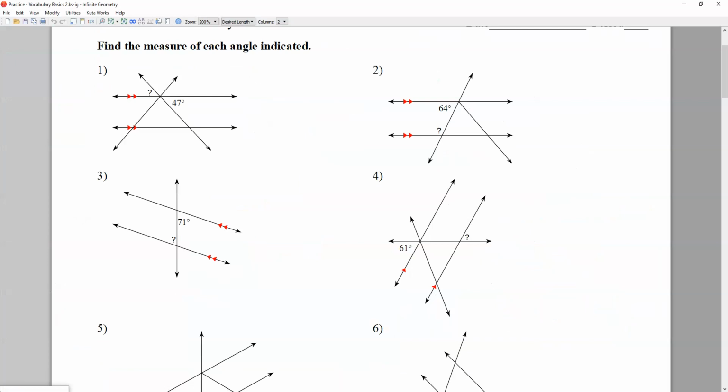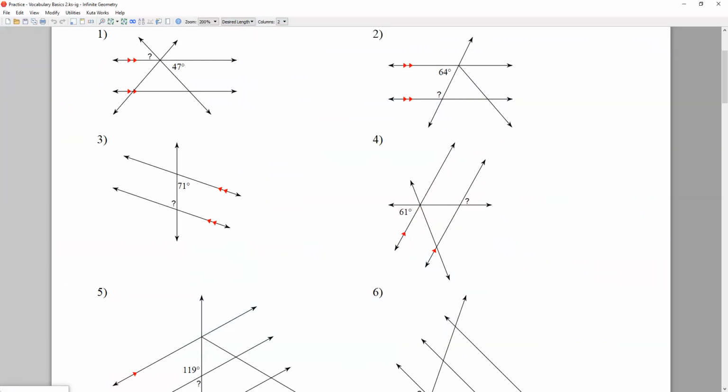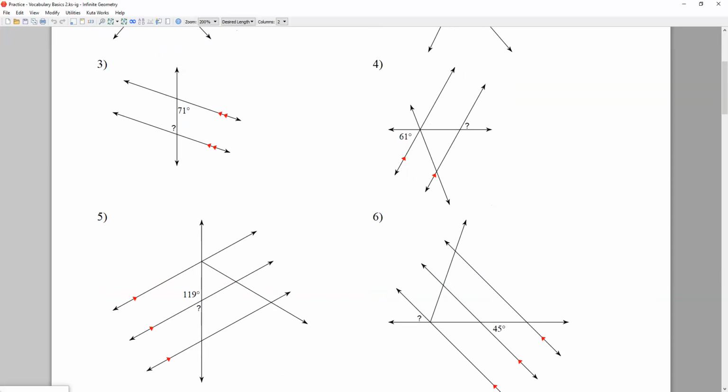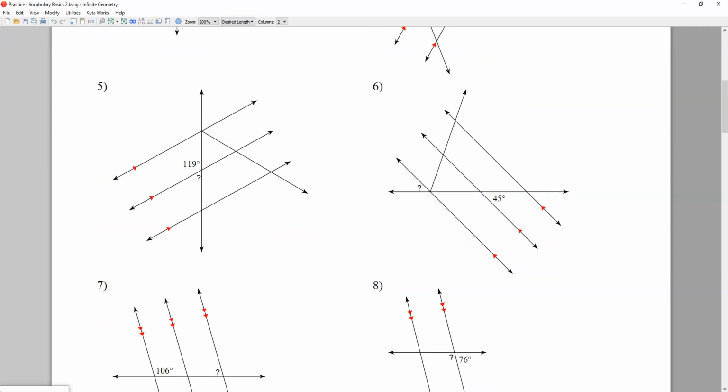All right, number 3. Those are alternate interior angles. They are equal. So you should get question mark equals 71 on number 3. Number 4, those are alternate exterior angles. They are equal. Question mark equals 61. Number 5, they make a linear pair. So they're adjacent angles. So they're going to add to give me 180. I'm going to say question mark plus 119 equals 180. And then I'm going to subtract the 119 over and get 61 degrees. Question mark equals 61 degrees on number 5.